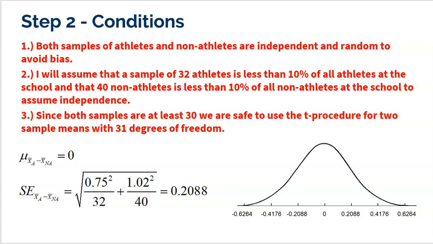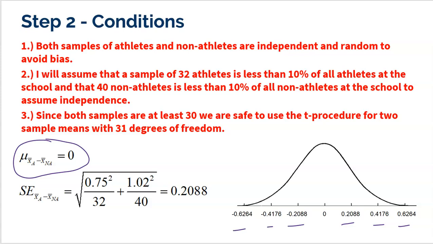So the athletes had 31 degrees of freedom. The non-athletes had 39. I'm going to use the smaller of the two, 31 degrees of freedom, for my T model here. All right, so when I build that sampling distribution, I have to build it on the assumption that the null is true. That means that the mean of all possible differences should be 0. And the standard error is going to be 0.75 squared divided by the 32 athletes plus 1.02 squared divided by the 40 non-athletes, giant square root around all that, and we get 0.2088. So I went up 1, 2, 3 standard errors, down 1, 2, 3 standard errors.